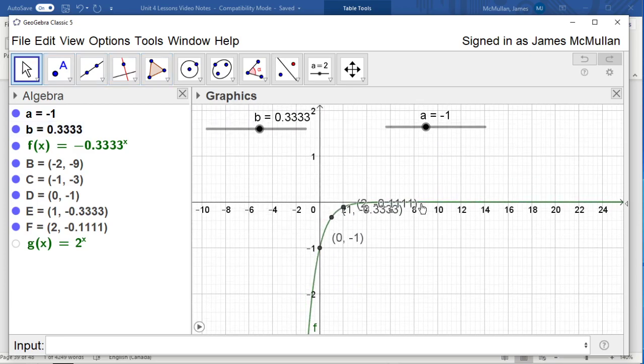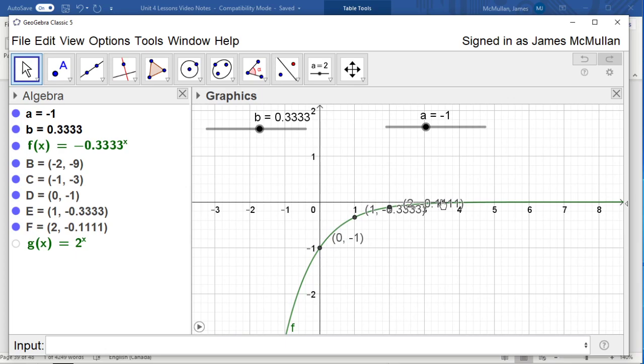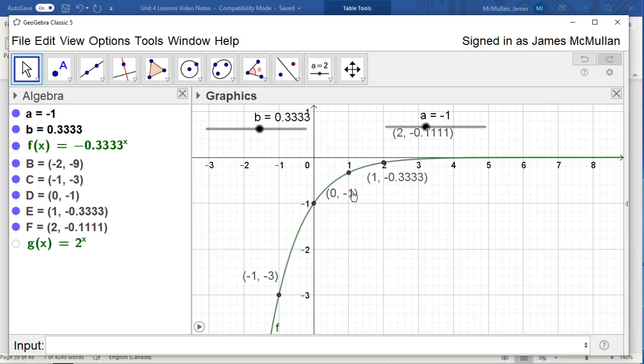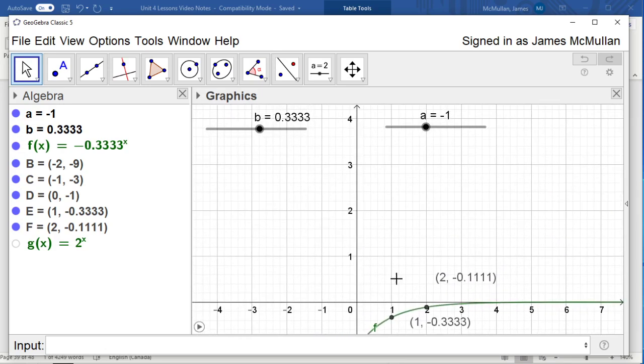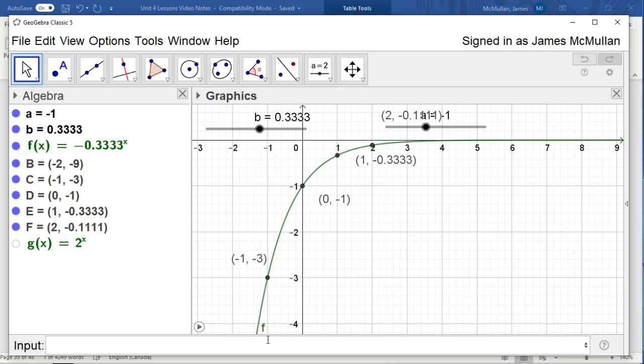What are we looking at here? We're looking at exponential decay, but flipped over, right? So it's reflected so that instead of coming down and approaching 0, it's coming up and approaching 0 from the negative side. Its y-intercept is still 0, -1, but that's because of the a value, right? The a value is -1.